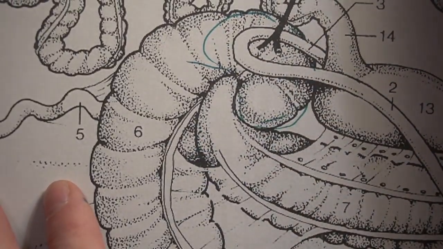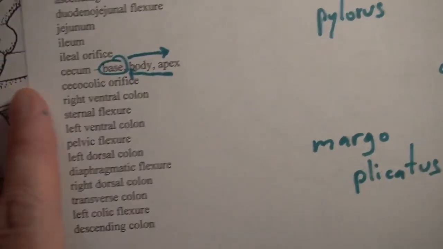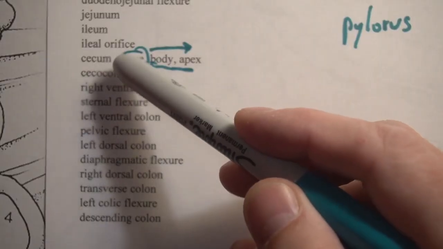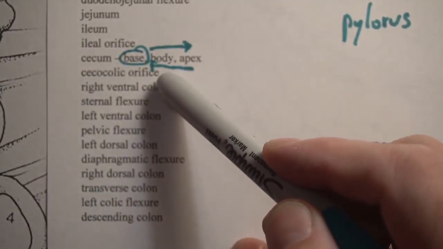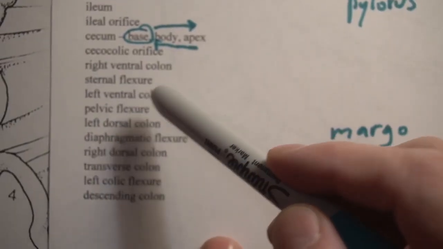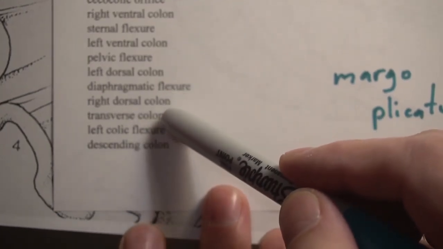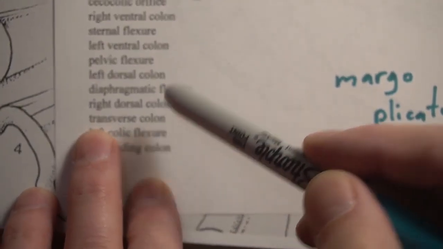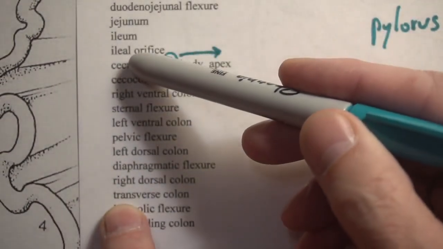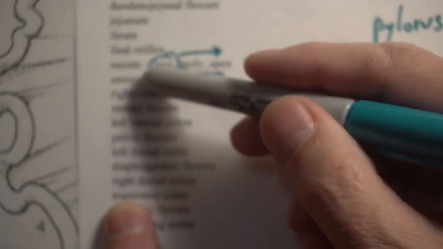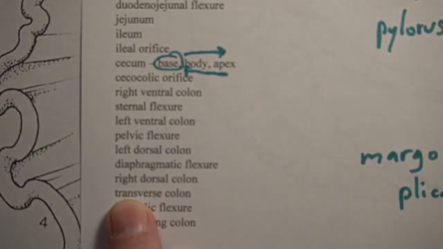So from the cecum, you enter in the horse, you can see here, we'll go through the cecocolic orifice into the right ventral colon, from there to a sternal flexure, to left ventral colon, to pelvic flexure, to left dorsal colon, to diaphragmatic flexure, right dorsal, and then a transverse colon. In the dog, what was between the cecum and the transverse colon? That little bitty ascending colon, just a little bitty straight part, about an inch long. All of this is the ascending colon of the horse. All of that's the ascending colon.